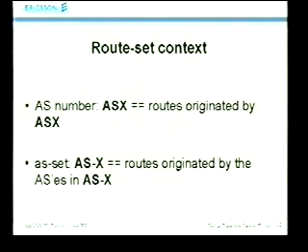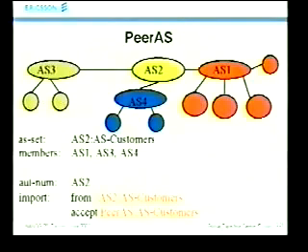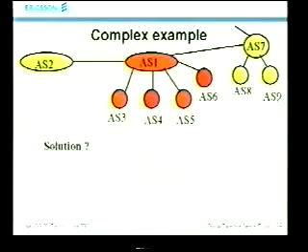What I'm saying is, simply, this is a filter. And when you see ASX in a filter like that, it means the routes originated by that AS. And if you see an AS set there, it means the routes originated by those ASs in AS-X.